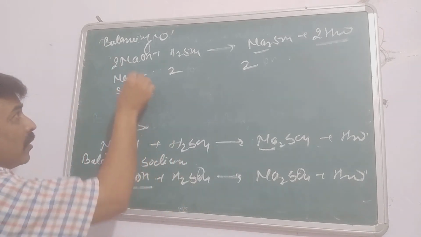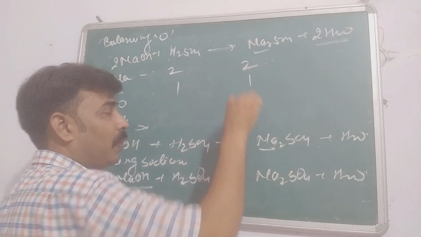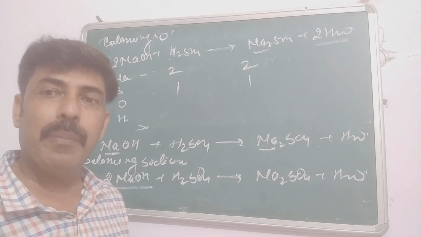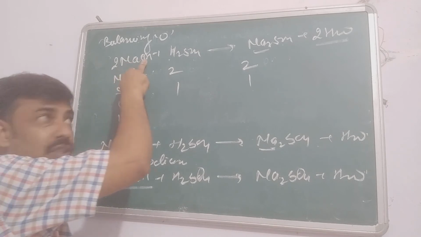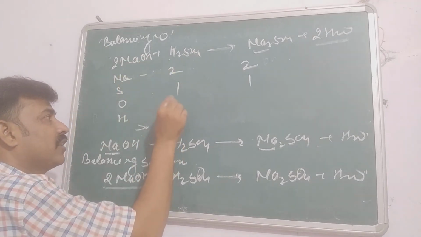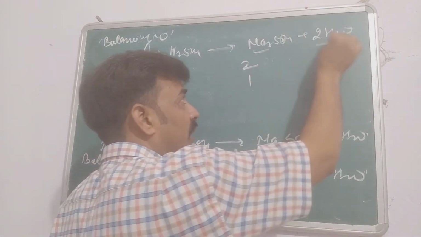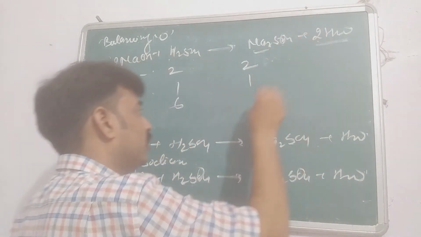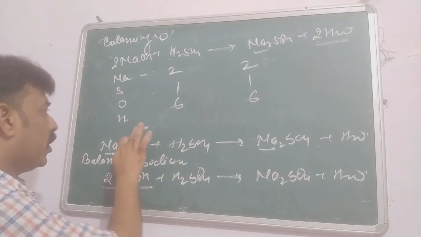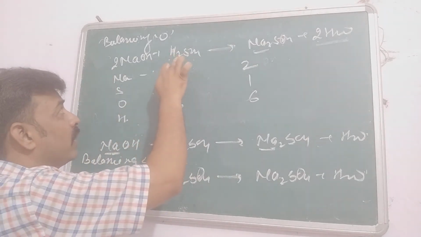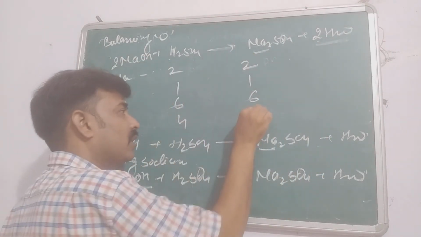What is the number of sulfur? H2SO4, that is 1 sulfur, and again Na2SO4, 1 sulfur, that means the sulfur is also balanced. The next one is the oxygen. 2NaOH, that means 2 oxygen here and 4 here, total 6. And what is the number of oxygen here? Na2SO4, that means 4 oxygens here, and 2 moles of H2O, 2 oxygen here, so the total number of oxygen is again 6. In the next one, that is the hydrogen, what is the number of hydrogen here? 2 plus 2, 4, and here 2 times 2, 4, so the number of hydrogen is also correct.